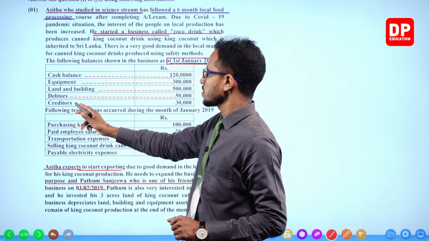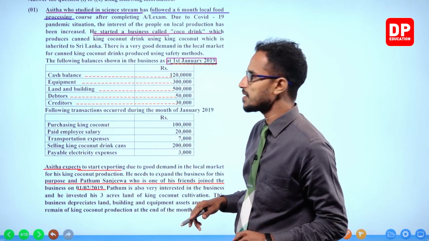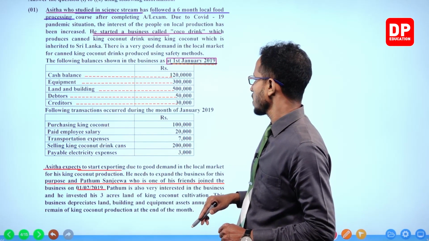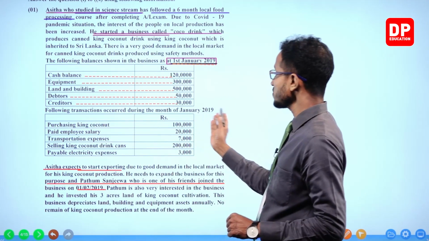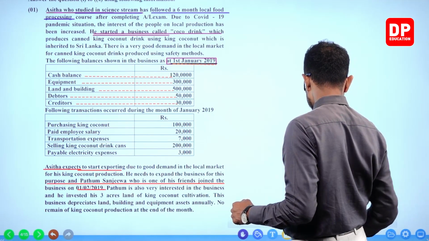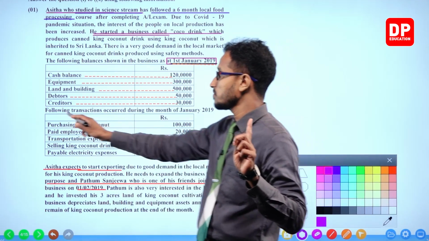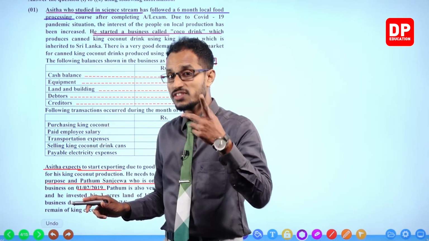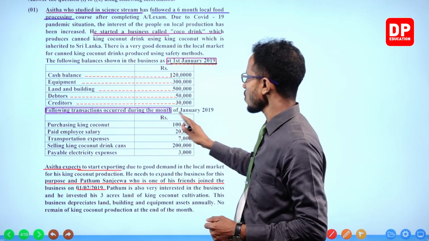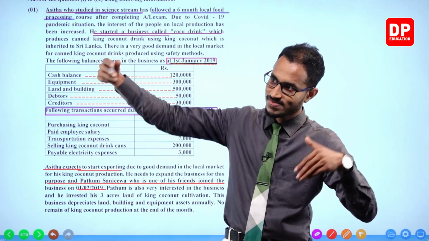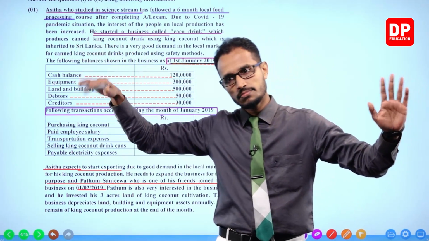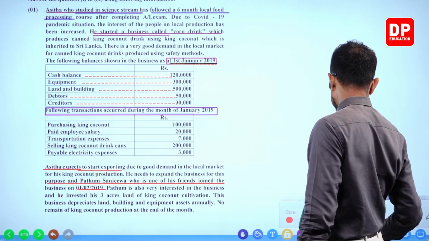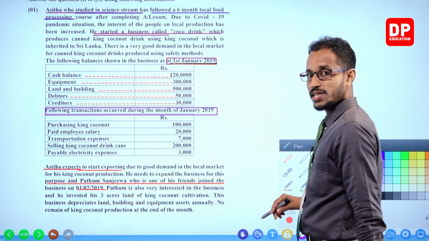Debtors 550,000. Creditors is a liability. Liabilities must be subtracted. Following transactions occurred during the month of January. Not relevant to us, because in this question we are taking only the assets and liabilities on 1st of January. These transactions occurred during the month of January, which means like 1st and 2nd and 3rd and 5th and 10th and 12th and so on. Don't need to take those. Get what I'm saying?